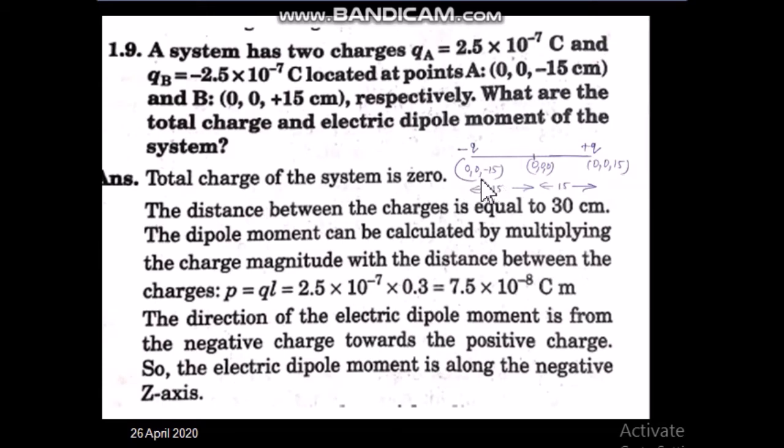You can see that 0, 0 means x and y axis is 0. So that means the dipole is at the z axis. Minus 15 and plus 15 are the z axis value. That means the origin 0, 0, 0 will be coming in between the two charges. Now question is asked, what are the total charge and electric dipole moment of the system? So total charge is minus Q plus Q. That means the net charge is 0.